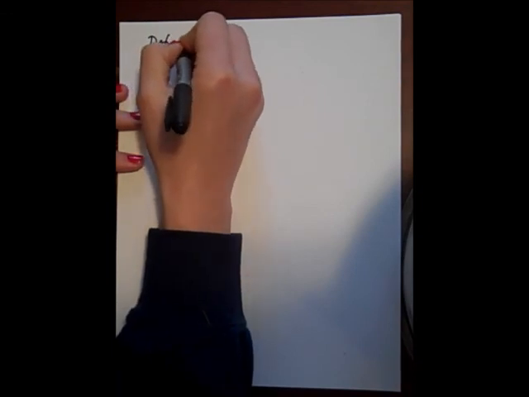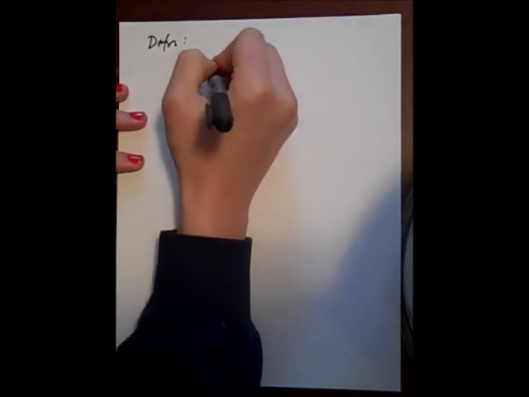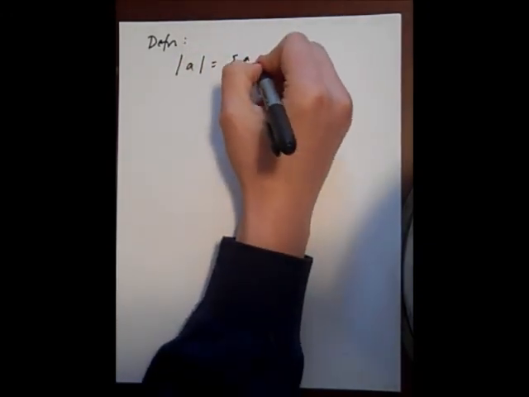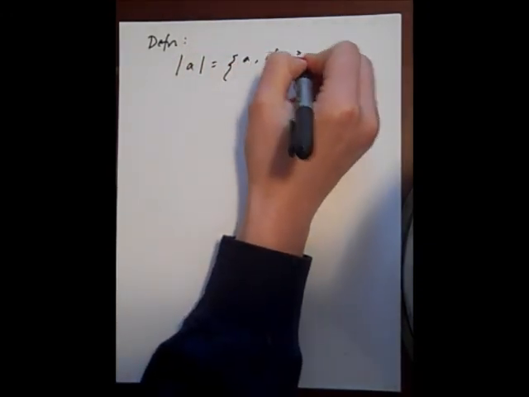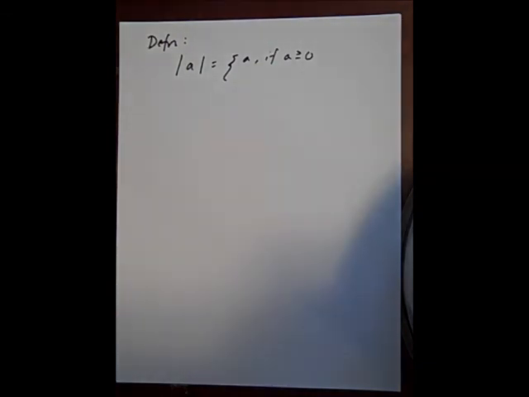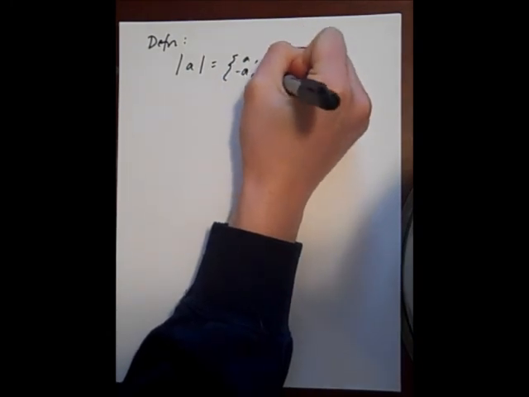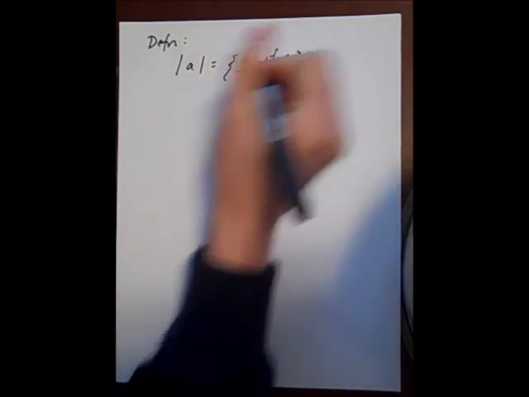Continuing this, let's do our formal definition. We say the absolute value of a number A. Well, if A is positive, it's just going to be A. So if A is greater than or equal to 0, it's just going to be A. If A is negative, though, then we want to take the opposite of that, so it'll be -A. So that's if A is less than 0.